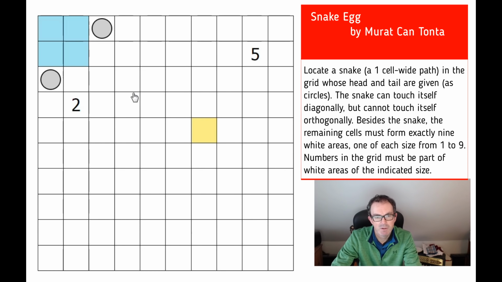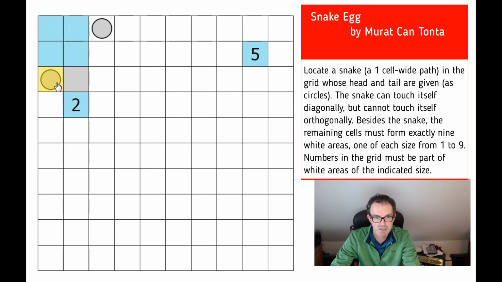Oh, it's very clever. It's a very clever thought, this. This 2 now, look at this 2. We know this is in a white area or a blue area as it's going to be of size 2. So it's definitely this square cannot be in. In effect, it'll be easier actually if I do that. So this square is not part of an area, therefore it's part of a snake.